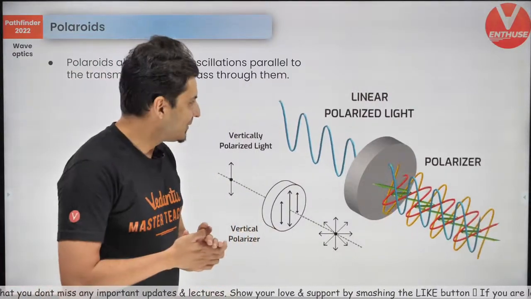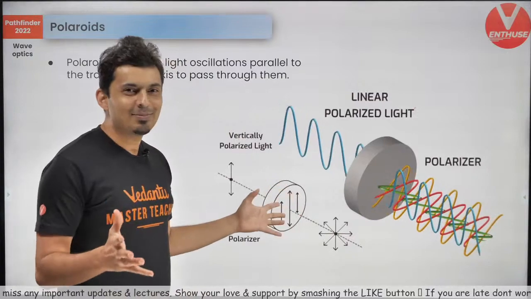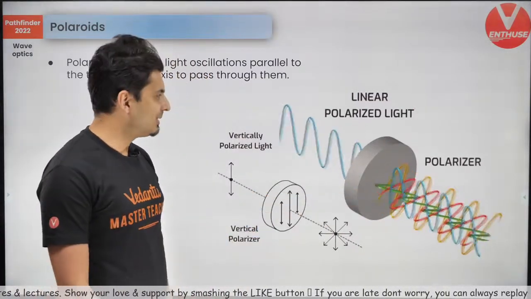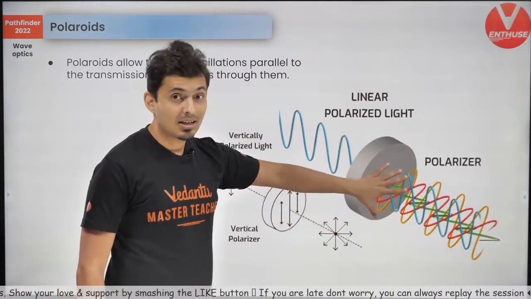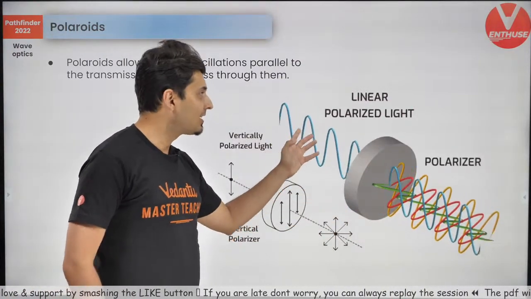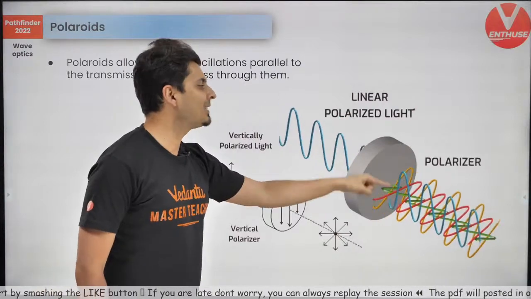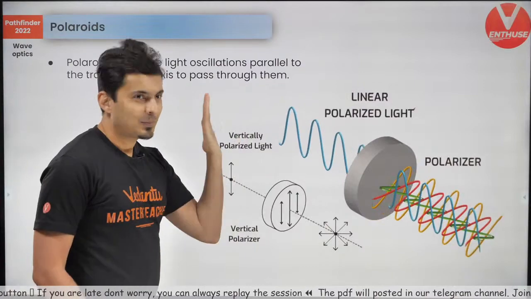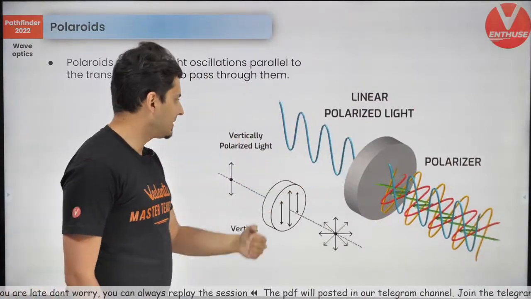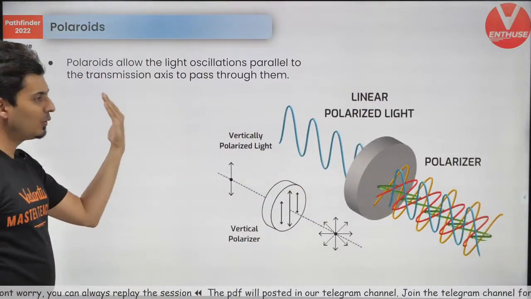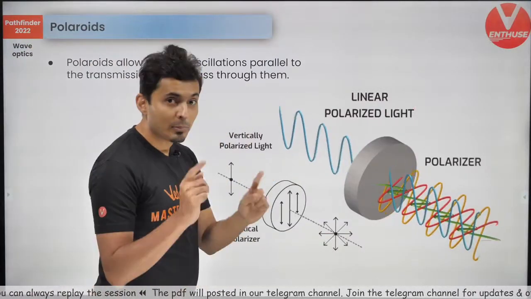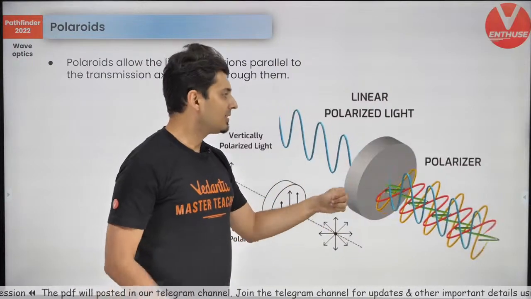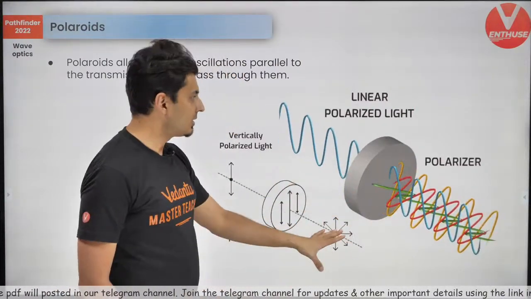I hope this makes sense. And this can only happen in transverse waves. This will not happen in longitudinal waves. So this light wave, which is unpolarized, becomes polarized after passing through a polarizer. The plane in which the polarizer polarizes it is called the plane of polarization. The plane in which the light gets polarized due to the polarizer is called the plane of polarization.